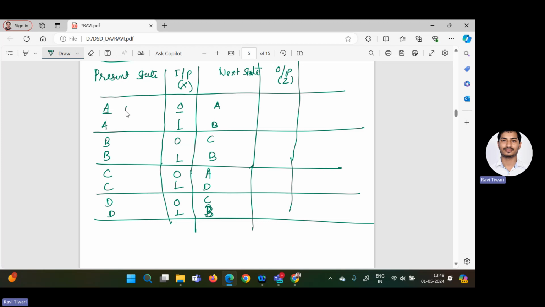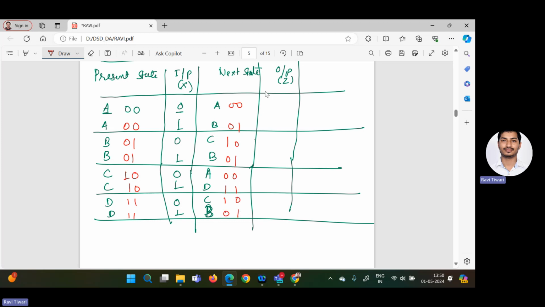We are representing A by 0 0 and B by 0 1. So this is A as 0 0, B as 0 1, C as 1 0, D as 1 1. Similarly, here A will be represented by 0 0, B by 0 1, C by 1 0, D by 1 1, A by 0 0, D by 1 1, C by 1 0, and B by 0 1.